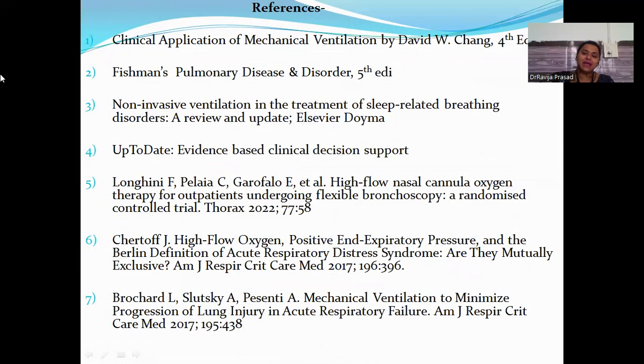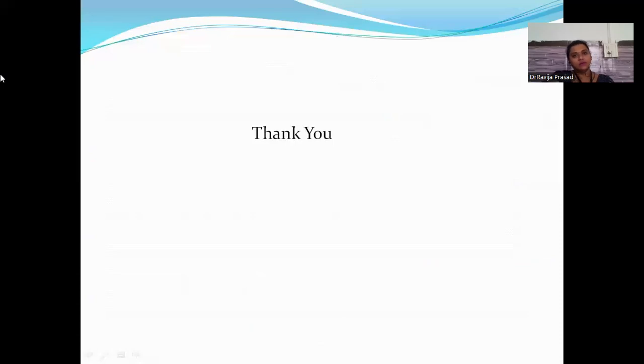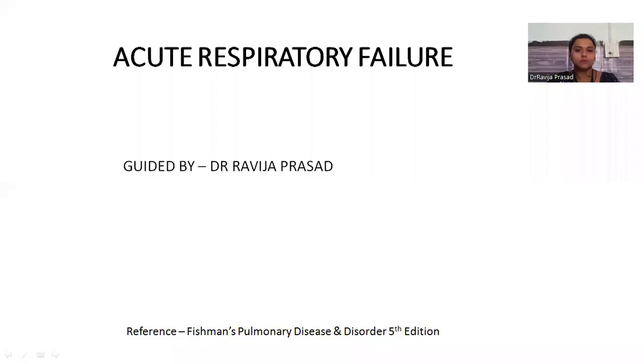Now, the clinical application of mechanical ventilation. So these are the studies where you can see what is about non-invasive ventilation, what is about invasive ventilation, and what is about high flow nasal cannula. So this is all about it. First, we have studied how you can provide the patient oxygen at a proper level, how much oxygen the patient needs.